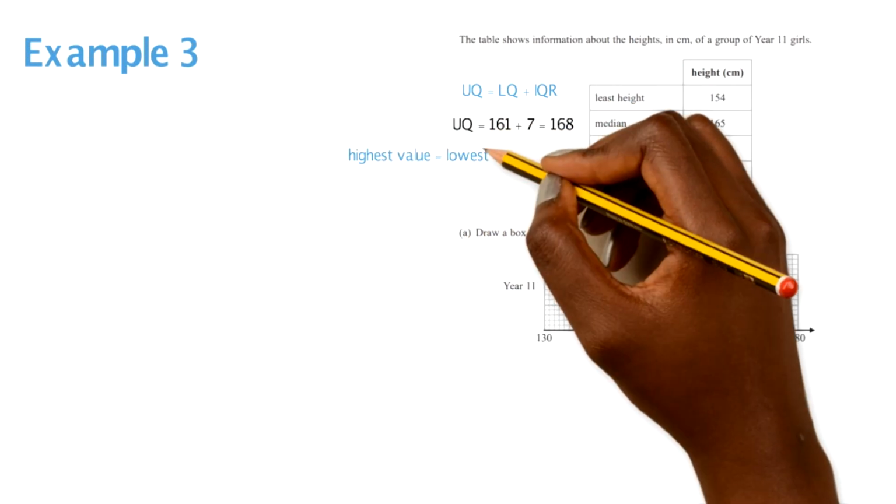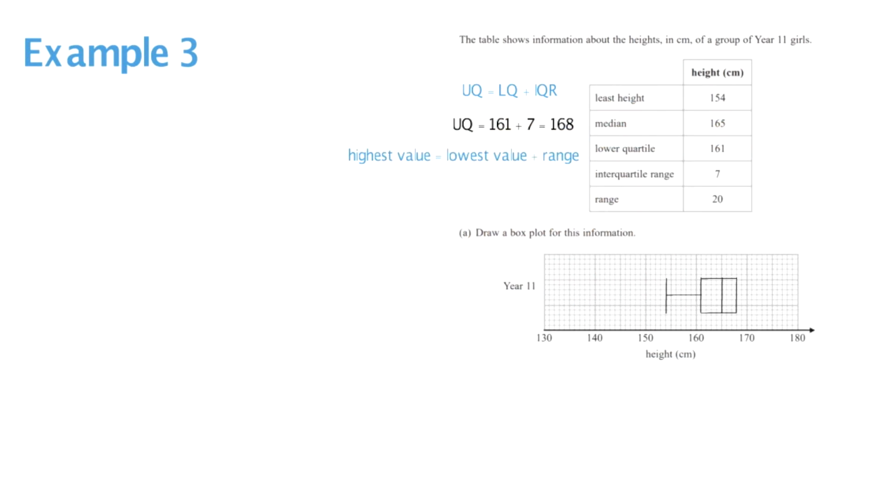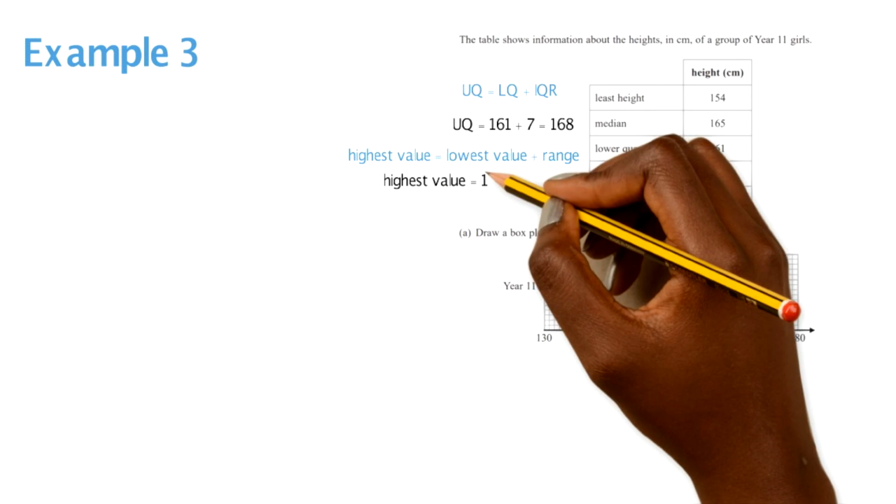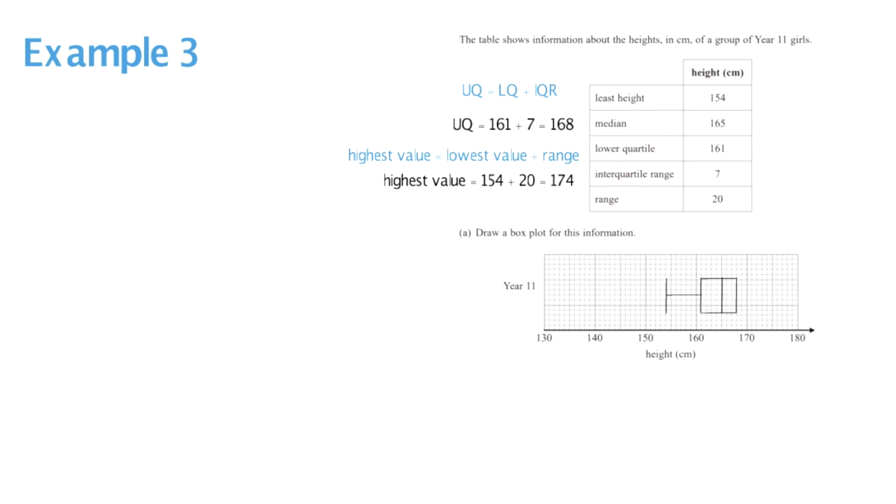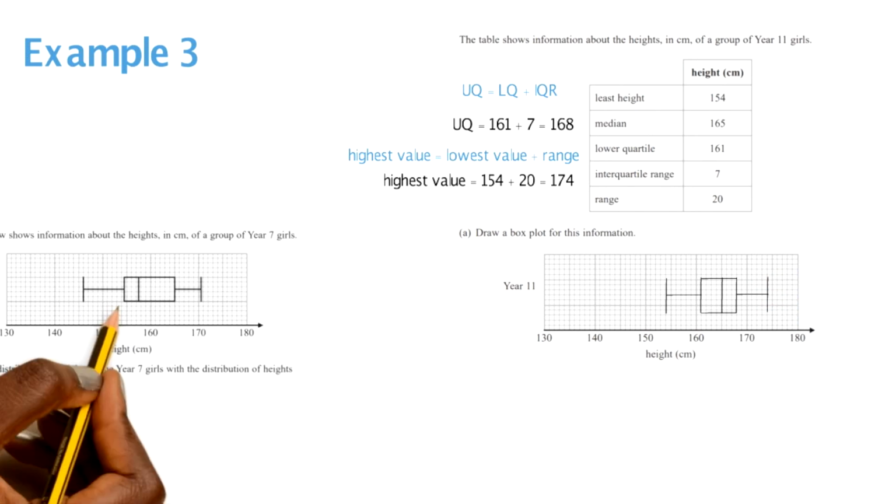And then to work out the highest value, because we haven't been given it in the data, the highest value would be the least height plus the range. So that's going to be 174. Then we can connect that. And that's literally our box plot.